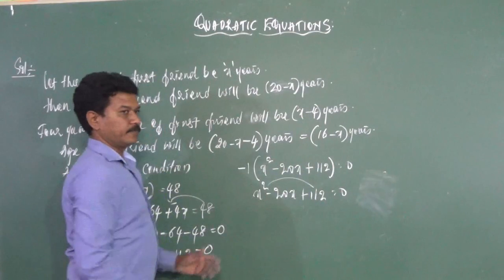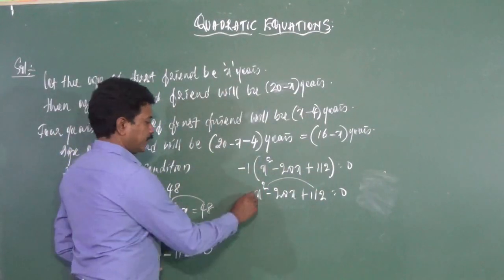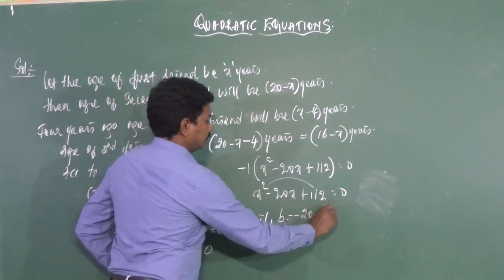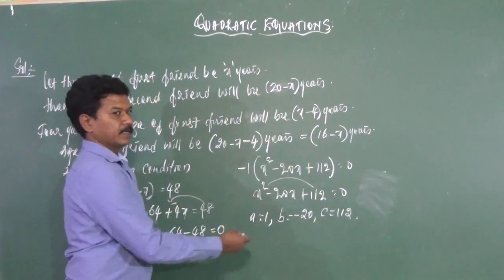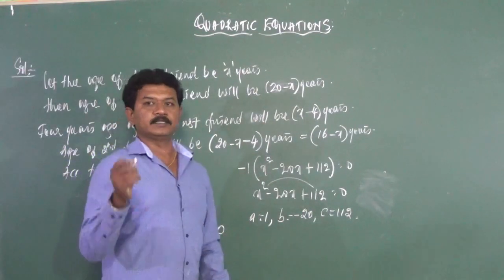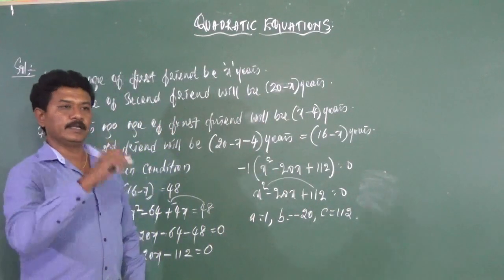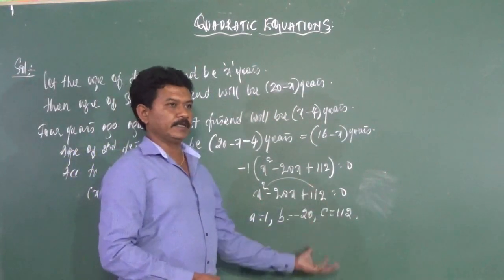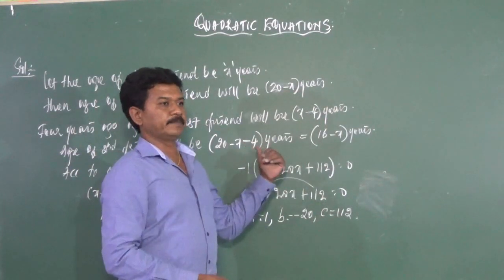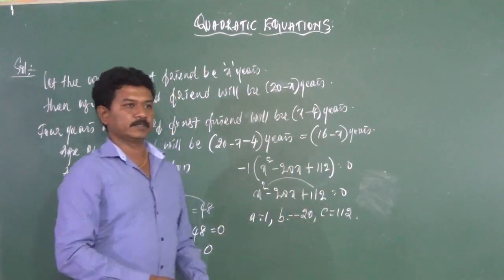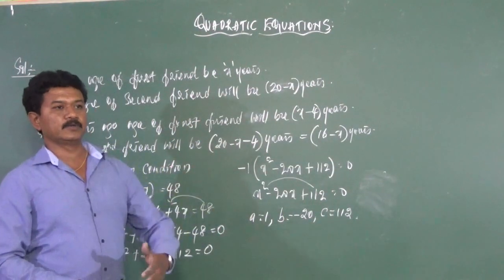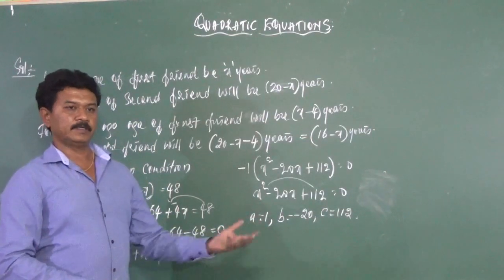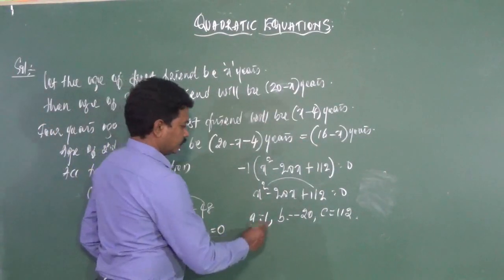Here take out the values of A, B and C. A is 1, B is equal to minus 20, C is equal to 112. Let us take the help of the discriminant, because the discriminant tells you whether the roots you are going to get are real or not. If they are not real roots, then here itself we can decide that the ages of the friends cannot be found out. If we get real roots, then we can conclude that yes, we can get the ages of the persons.